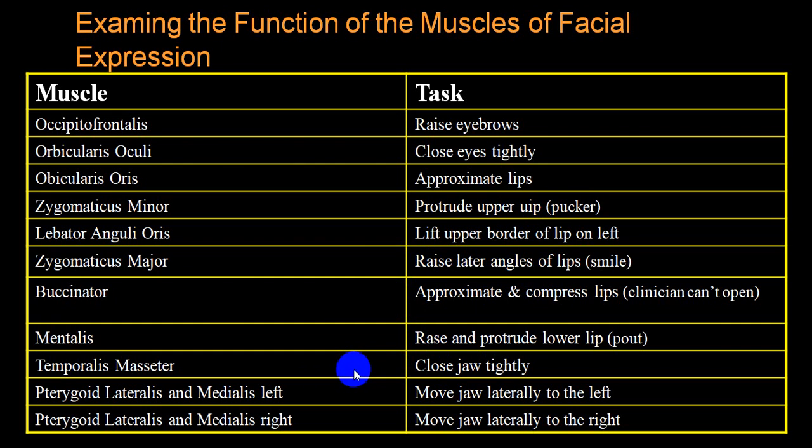Temporalis and masseter close the jaw tightly, and they are innervated by the fifth nerve, while the pterygoids take part in movement of the jaw, while these will be the muscles which take part in expression. These are all the muscles which take part in expression, all innervated by the facial nerve, up to buccinator.